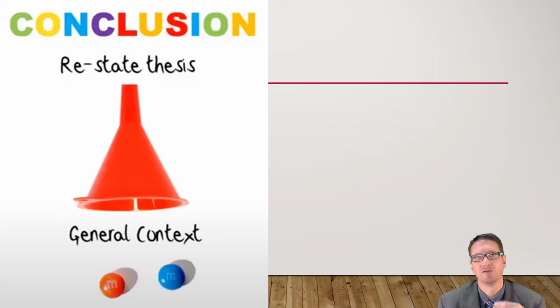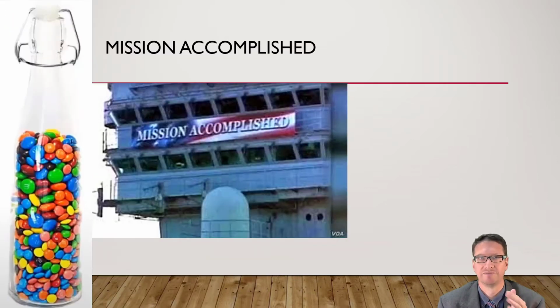With your conclusion, you're restating your thesis, and then you go back out to that general context again, as I've already mentioned. So the paper gives you that shape. The funnel going in, lots of little funnels inside, and then a funnel coming back out. If you've done all this right, you'll be able to put up a sign saying mission accomplished. You will have got all your Smarties in the jar, and you'll be happy and ready to move on to your next piece of work.